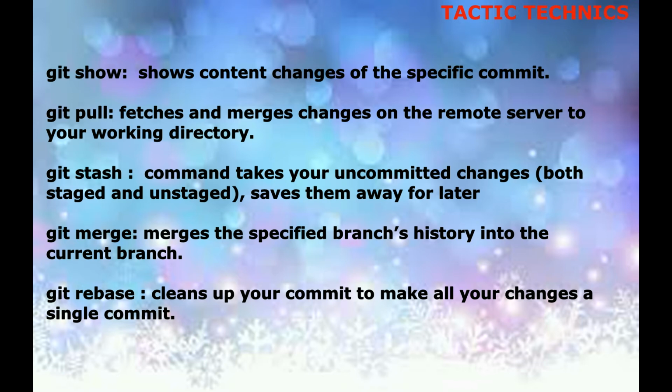Git stash: the command takes your uncommitted changes, both staged and unstaged, and saves them away for later. Git merge: merges the specified branch's history into the current branch. Git rebase: cleans up your commits to make all your changes a single commit.